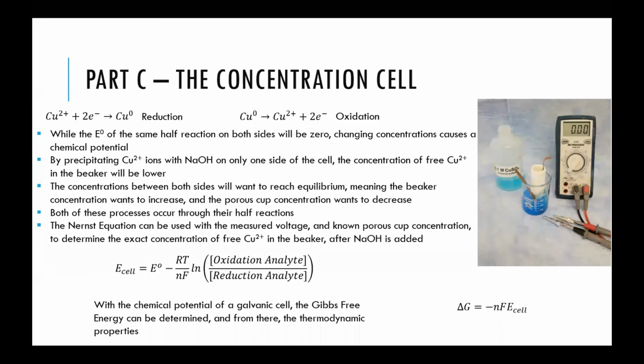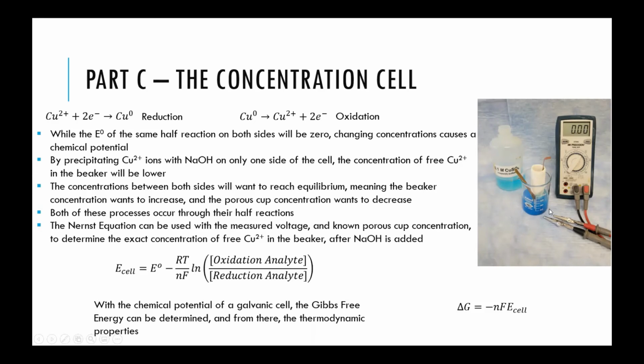The third part of the experiment looks at what's called the concentration cell. In this part of the experiment, you're using copper sulfate and a copper electrode in both the beaker and the porous cup. Normally, under normal conditions, there will be zero voltage, because everything is the same on the inside and the outside on both sides of the salt bridge.